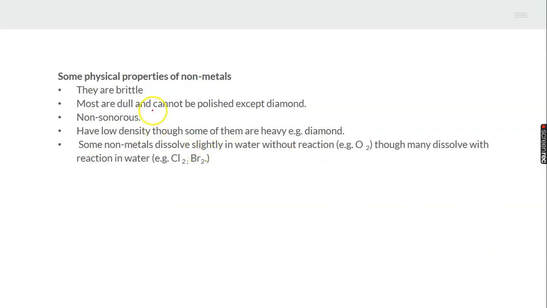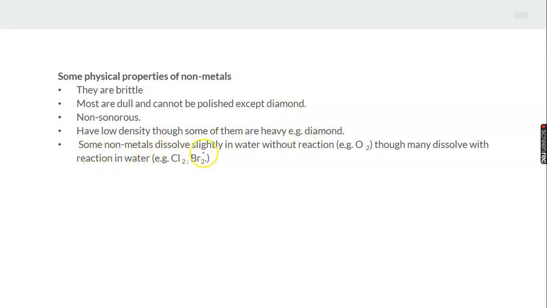So, some physical properties of non-metals: they are brittle, just opposite of metals. They are brittle, that means they can easily break. Okay, they look dull. They are not lustrous, and they are not sonorous. Then they have low density, though some of them can be heavy, such as diamond. Also diamond has a very shining color. So diamond actually has this property of a metal. It is an allotrope of carbon, a form of carbon.